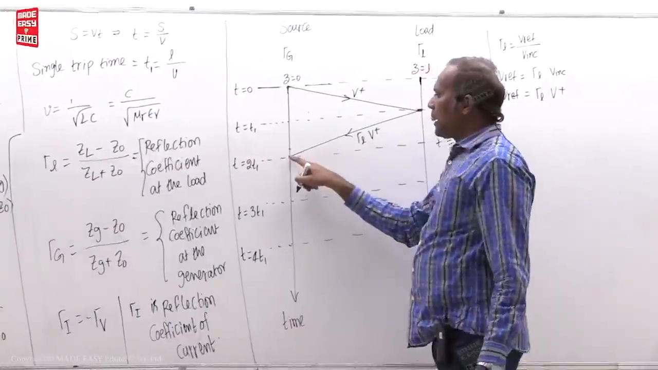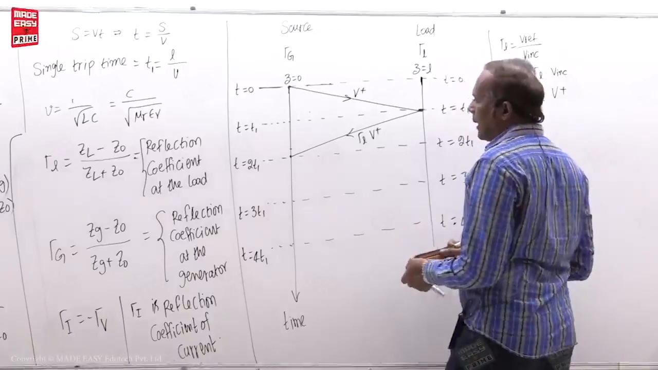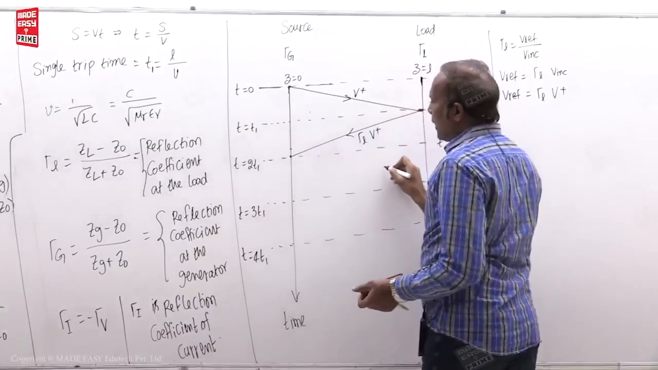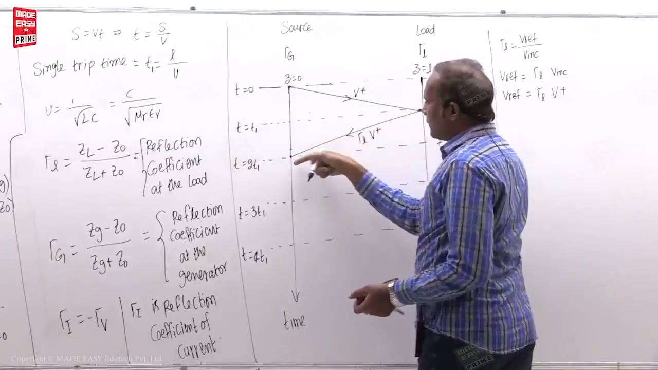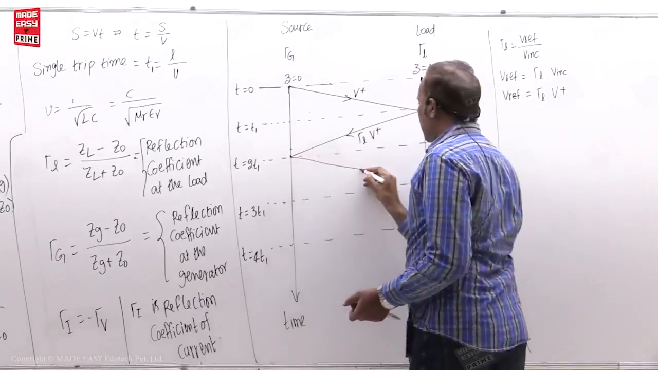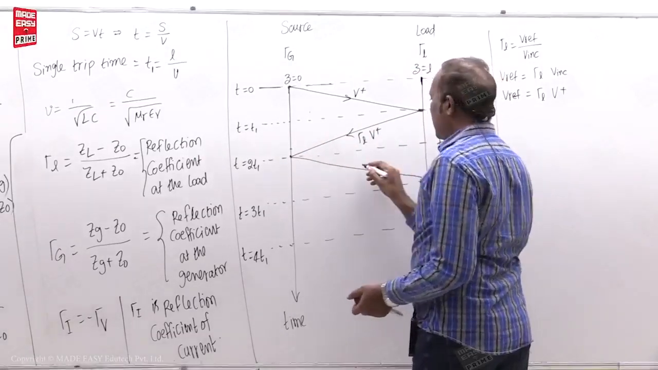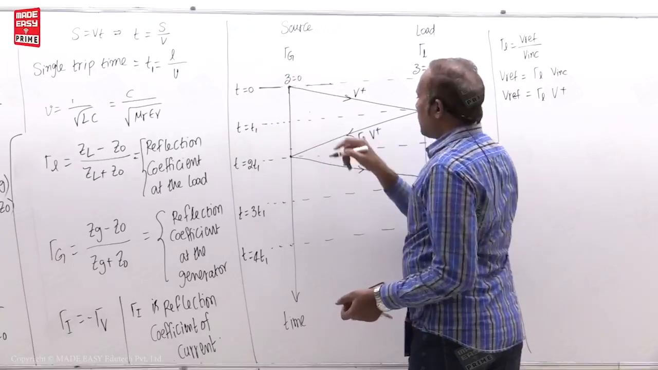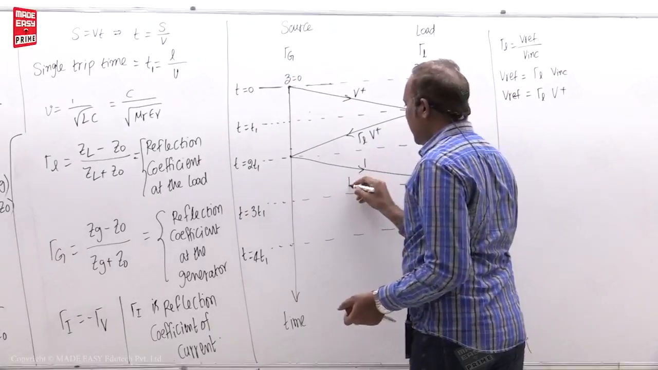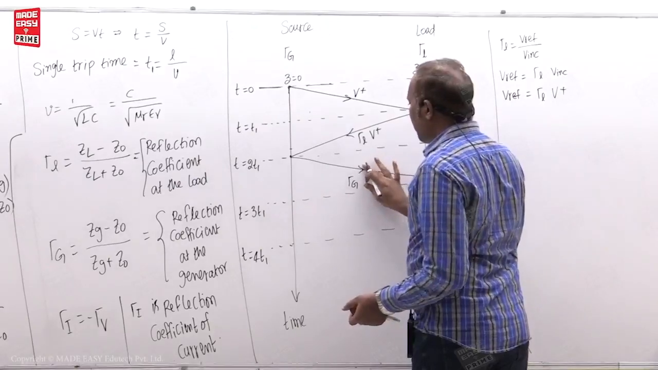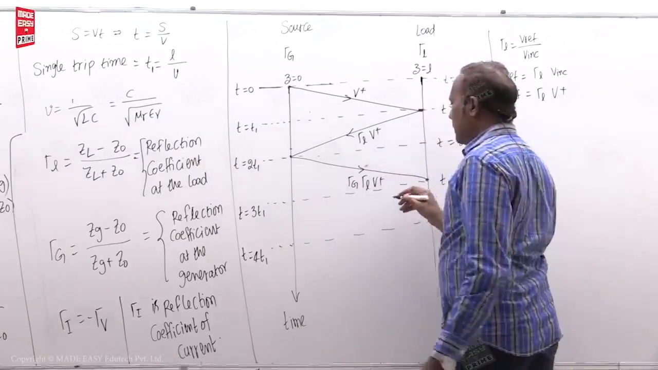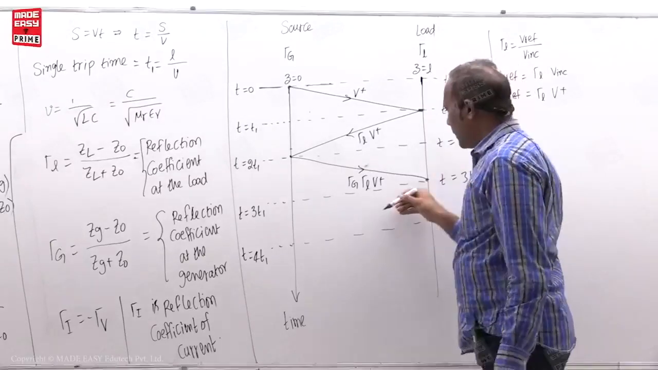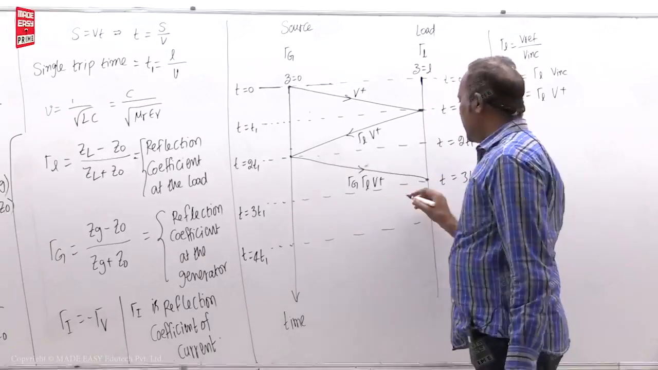Then how much will be reflected here? What is the answer? How much will be reflected? The answer: the reflection coefficient multiplied with the incident. Its reflection coefficient is gamma G, I will write here gamma G multiplied with the incident. How much incident is coming? Gamma L into V plus. Like this again it will go, so it keeps going like this.